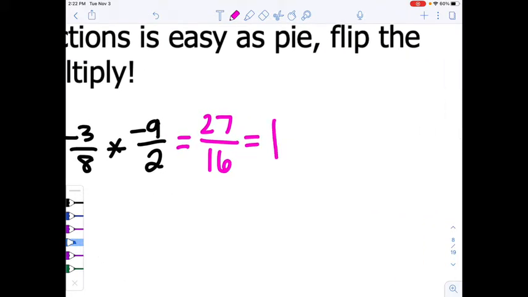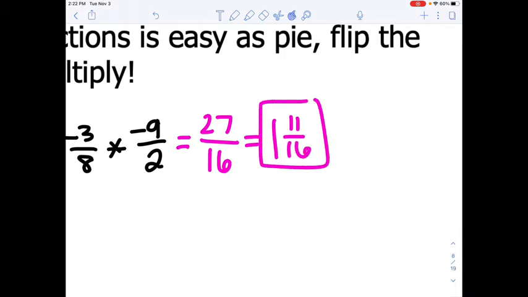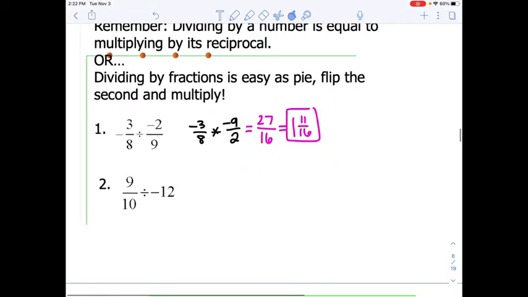16 goes into 27 one time. 1 times 16 is 16. So to get to 27 from 16, I have 11 left over, and I keep my denominator of 16. So my answer is 1 11/16.